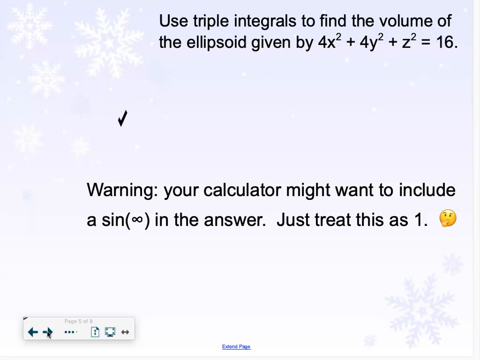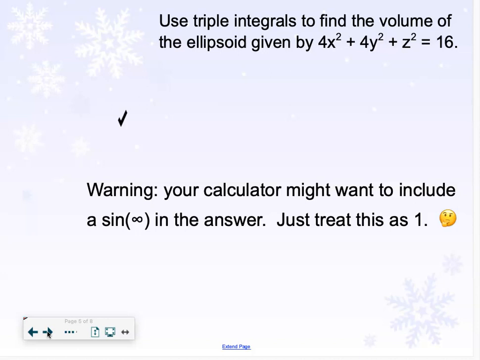Okay. So we're going to use triple integrals to find the volume of the ellipsoid given by 4x squared plus 4y squared plus z squared equals 16. Now, before we start, let's do something to make our lives a little bit easier. What is the center of this ellipsoid? It is 0, 0, 0. How do you know it's 0, 0, 0? Because there's no thing inside the parentheses with the square. Yeah, exactly, you're exactly right.